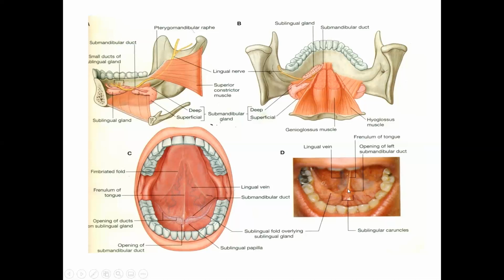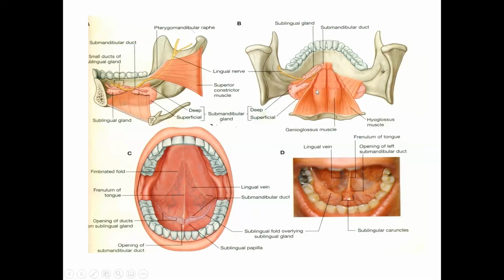Again here, this is the frenulum of the tongue that connects the inferior surface of the tongue with the floor of the oral cavity, and just lateral to the frenulum, anteriorly, you can see here the openings of the submandibular ducts in the sublingual papilla.